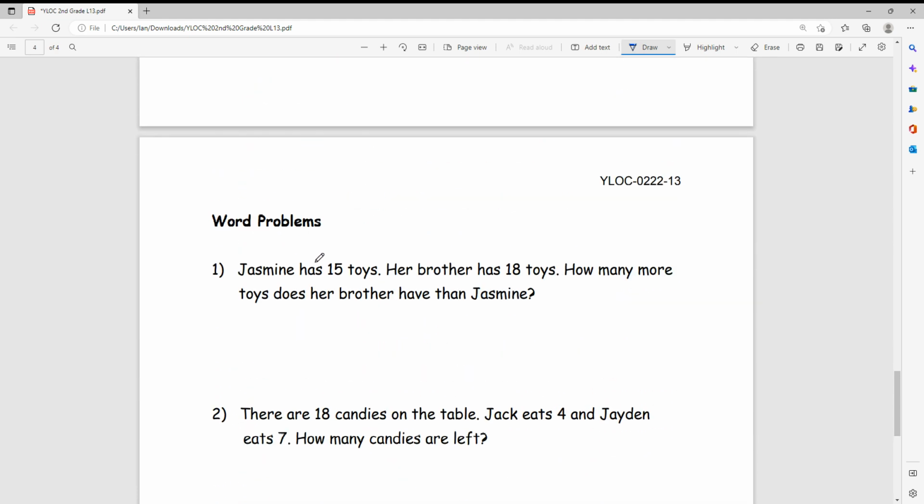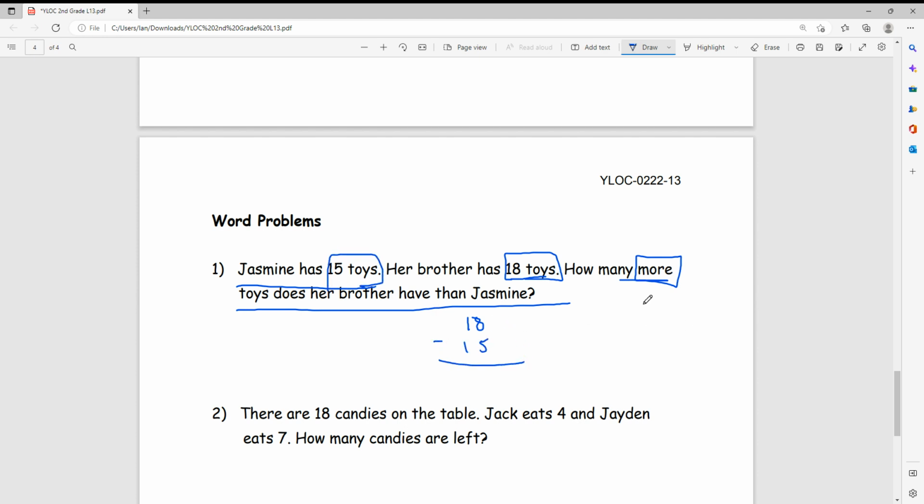Finally, we're on a word problem. It says Jasmine has 15 toys. Her brother has 18 toys. How many more toys does her brother have than Jasmine? We want to know how much more he has than his sister, so we're going to do subtraction. We do his toys, which is 18, minus her toys, which is 15. So 18 minus 15, 8 minus 5, move to the left 5 times, 1, 2, 3, 4, 5, count down, 6, 5, 4, 3.